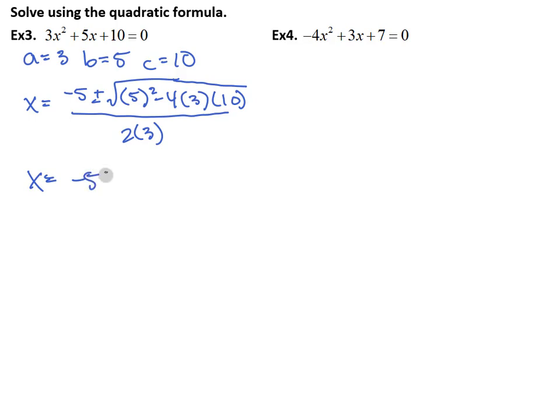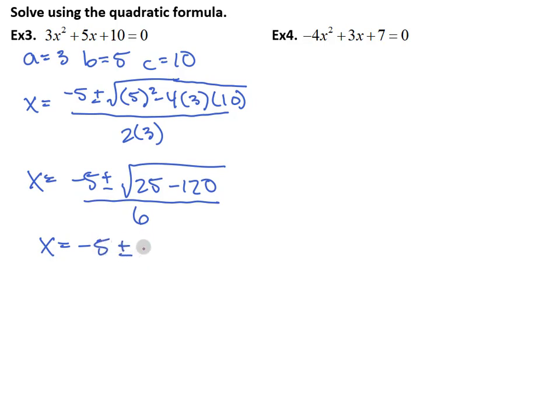All right, so 5 squared is 25. Negative 4 times 3 is negative 12. Times 10 is negative 120. And simplifying the bottom, 2 times 3 is 6. So negative 5 plus or minus 25 minus 120 is negative 95, all over 6. Now I need to simplify my radical. And I notice, hey, I have a negative number in my square root. Hopefully you know that means that an i is going to come out here.